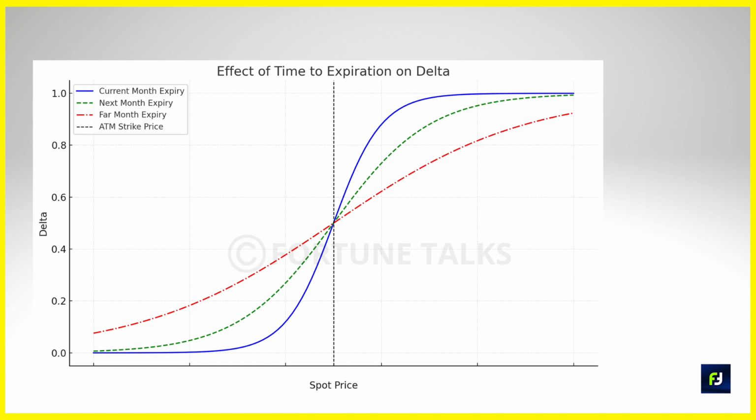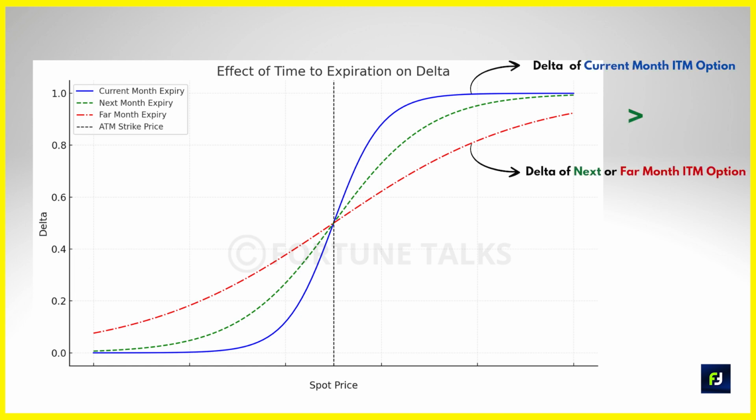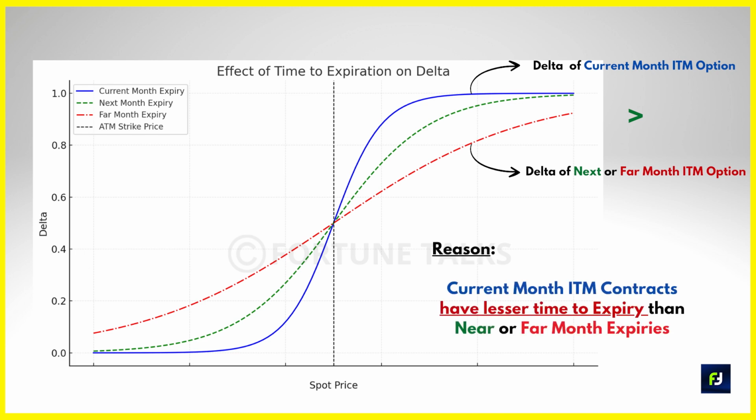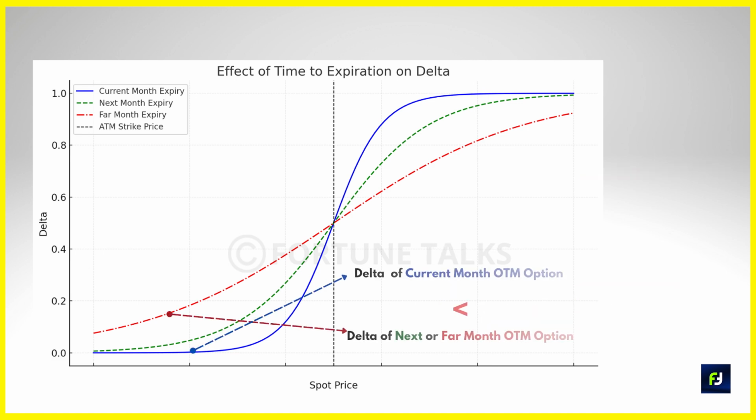For in the money options, the deltas of options that are closer to expiry are higher than the deltas of options that are farther from expiries. And why is this? This is because there are greater odds of ITM options expiring in the money when there is little time left to expiration than when there is more time left to expiration. On the other hand, for options that are out of the money, the effect is opposite.